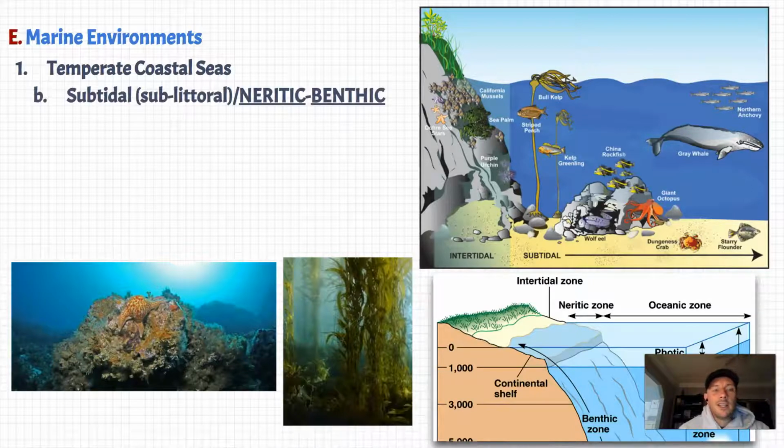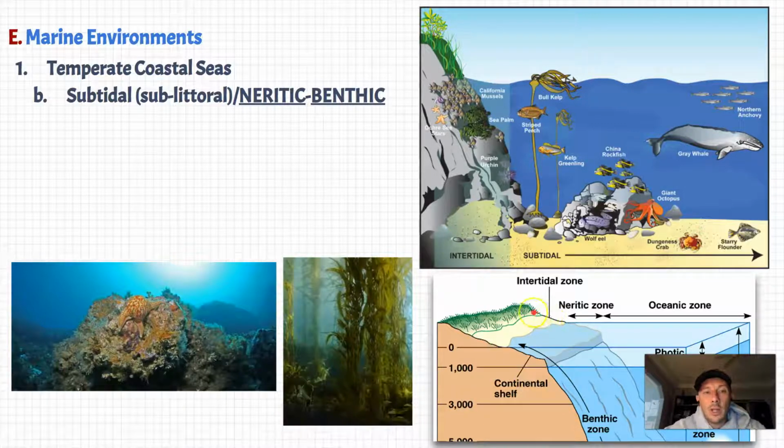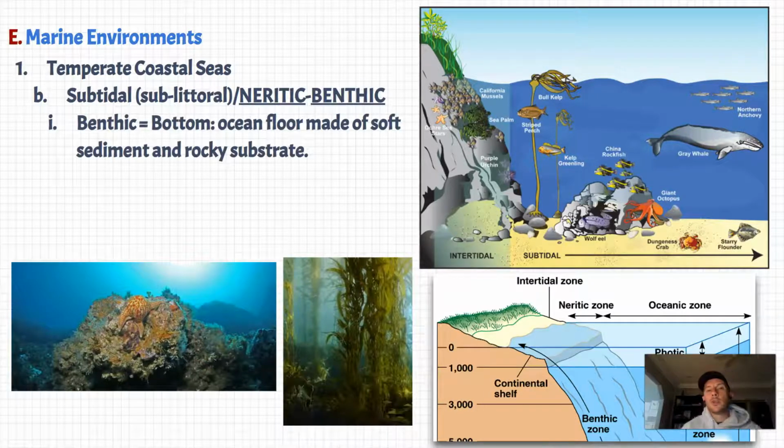Okay, and the zone that we're going to be talking about today within that temperate coastal sea zone is a zone right offshore, and we call it sublittoral. The littoral zone is what we call the intertidal zone. It literally touches the shore, and it's where you can walk. Below the littoral zone, or sublittoral, is what we call the Neritic-Benthic zone, also called subtidal zone, meaning it's below the tides. And there's two words to unpack here.